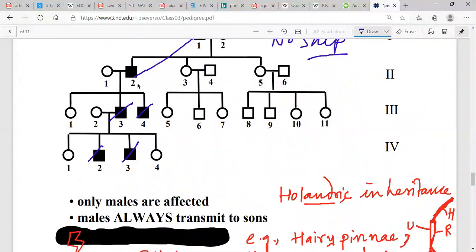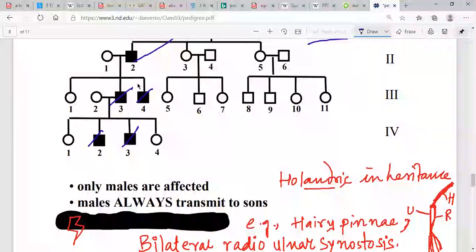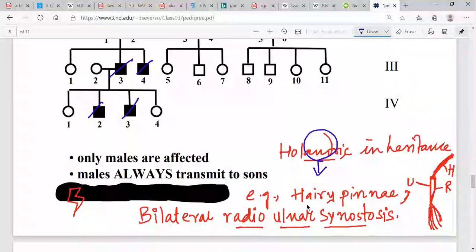This Y-linked inheritance is also called holandric inheritance. Andric means only the males are affected. If I say hologynic, then females. So holandric is the name for the male's inheritance. Hairy pinna and bilateral radioulnar synostosis is an example for the Y-linked inheritance.